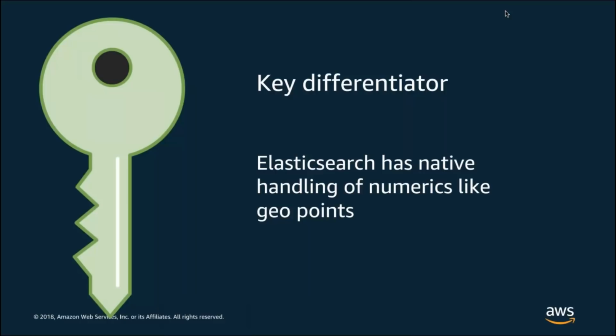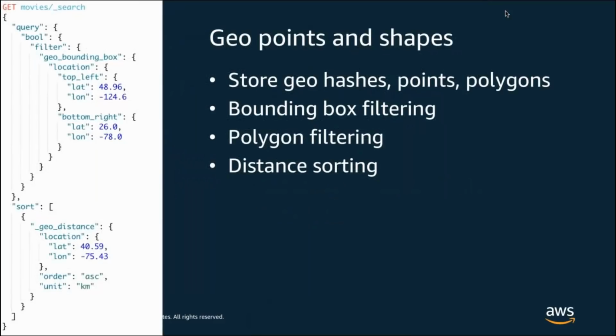Another key differentiator is Elasticsearch's ability to handle numerics like geopoints. We can store geopoints, we can store hashes, we can store polygons, we can store complex geometric shapes, generally in support of my ability to query for items that are near me. So this is a search near me kind of feature support. And as you can see here, we can filter based on a bounding box. We can sort based on the distance to a particular location. And we can do all of that within Elasticsearch itself.